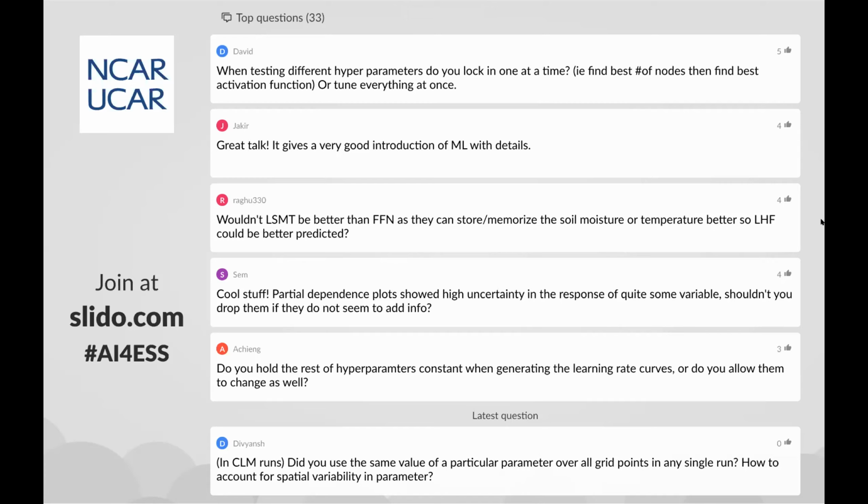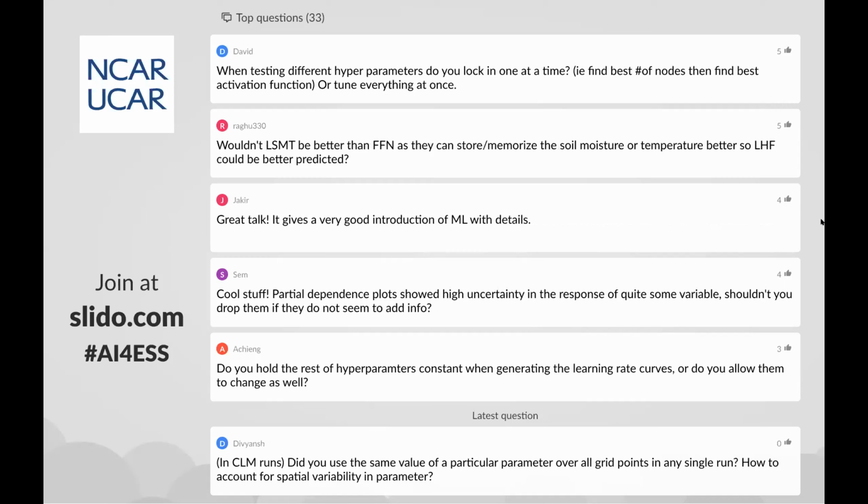Question from David: when testing different hyperparameters, do you lock in one at a time? Yeah, I think I just answered that. I started with layers, and then I went to nodes, and then I tested different batch sizes and activation functions, sort of one at a time, but they all influence each other. Again, I think this could be done in a more space-filling way, but I found that one at a time was the best way for me to keep track.